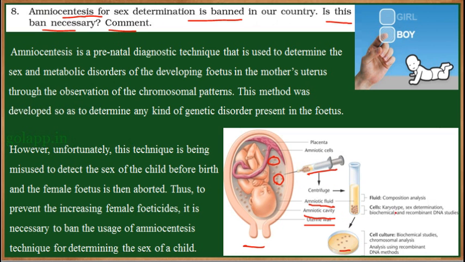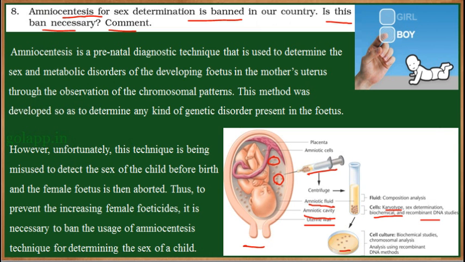So they use the cells and conduct a karyotype. That is, during karyotyping, they analyze the chromosome number and its structure, and hence they get to know whether there is any genetic disorder associated with the child. Along with that, amniocentesis is also used to know if there are any metabolic disorders connected with the child.